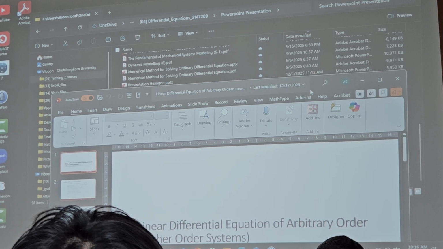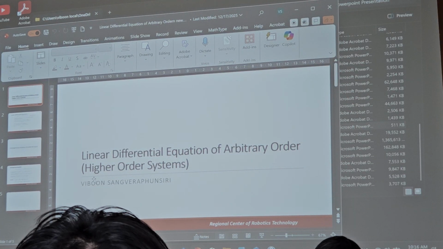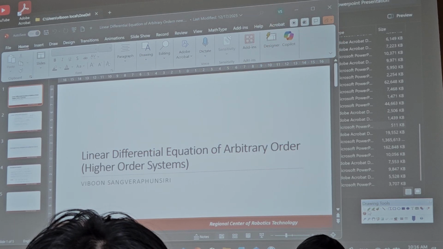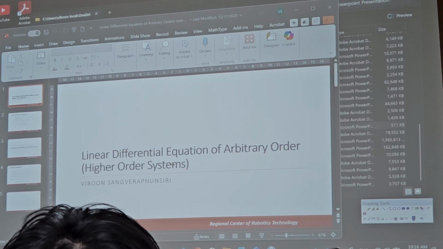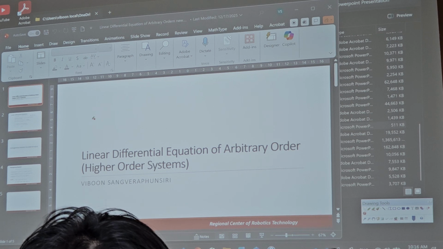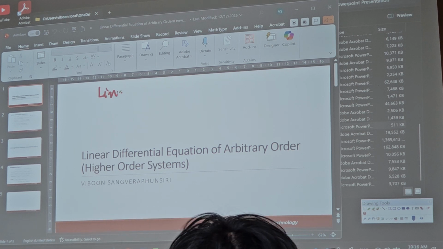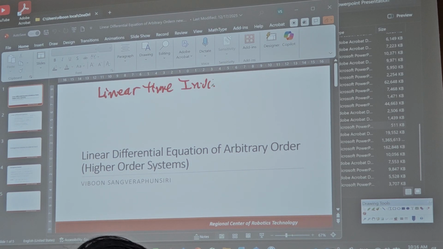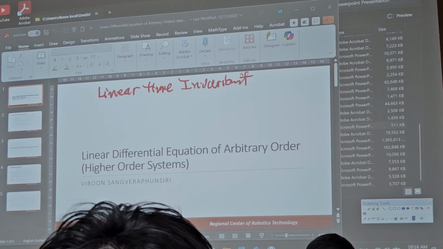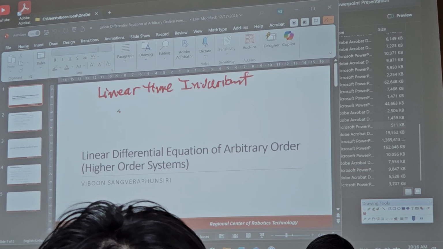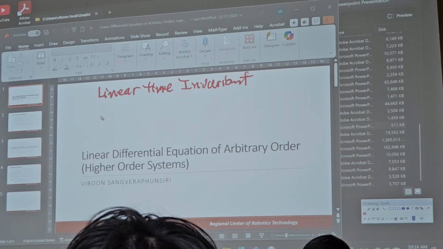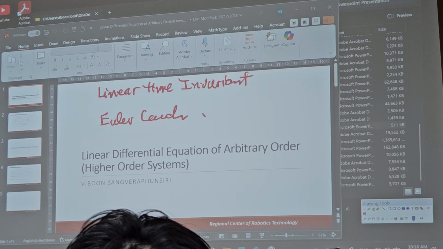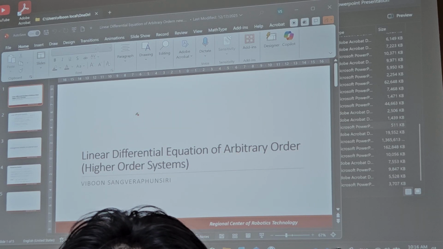Arbitrary order. Let's see if you have this one. We cover higher arbitrary order the same way. We will cover just only linear time invariant, and some special cases like Euler-Cauchy. Same. For example, let's say if I want to solve this one.